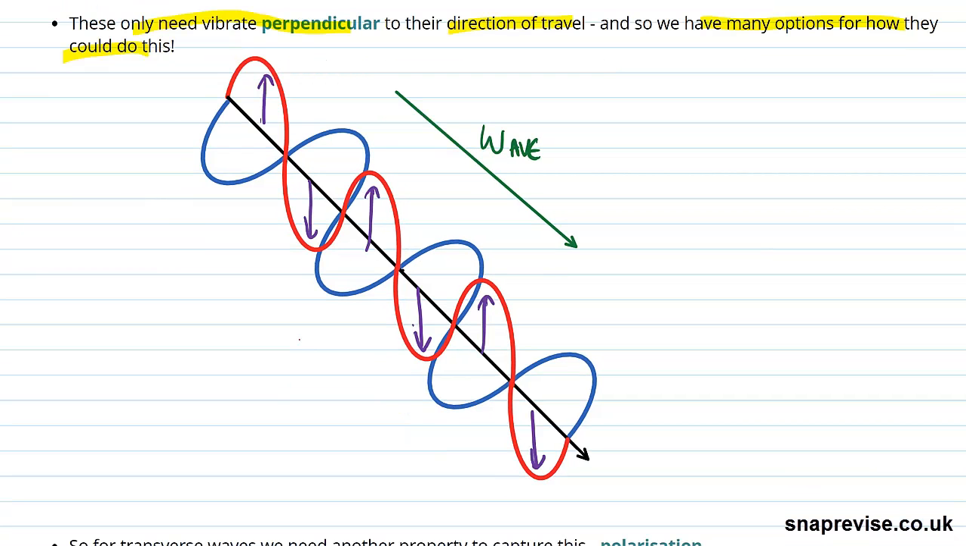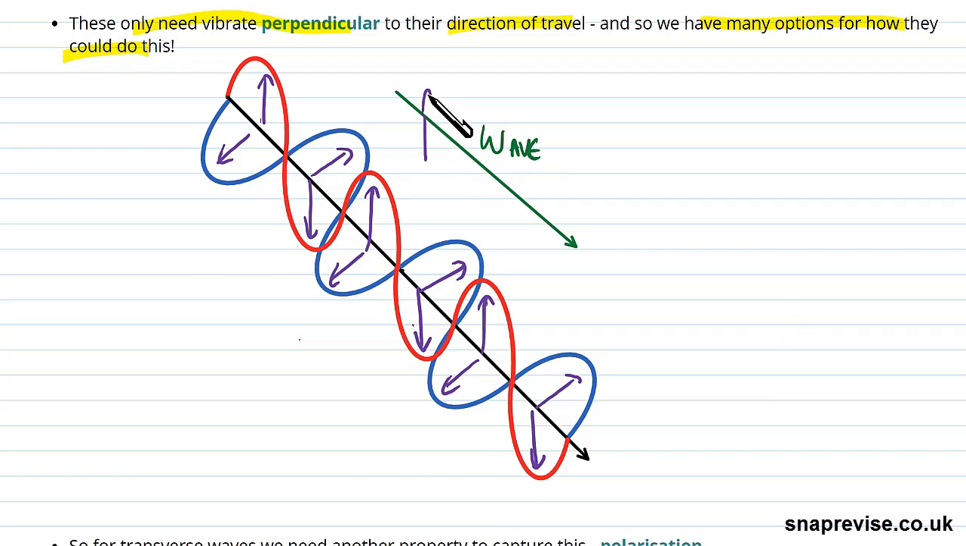That red wave is a perfectly acceptable transverse wave that would meet all the criteria for describing a transverse wave, and we could draw it just like this red one here. But equally, we could just as validly draw it like this blue one, where it's vibrating side to side. We haven't actually given any information on how it's vibrating. All we know is it vibrates perpendicular to its direction of travel. But there are loads of ways it can vibrate perpendicular to its direction of travel.